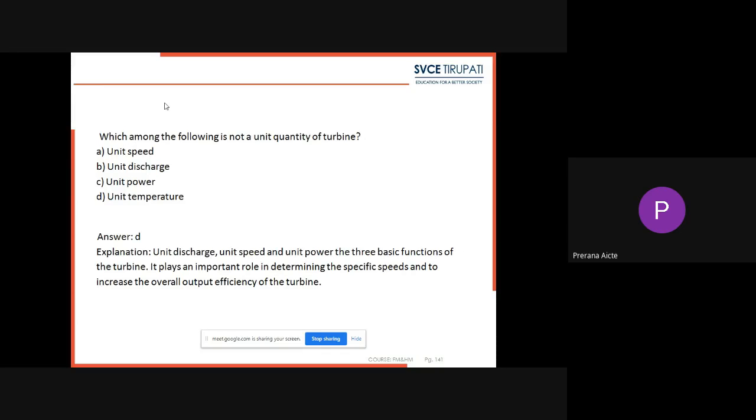Which among the following is not a unit quantity of the turbine? So the answer is unit temperature. Unit discharge, unit speed and unit power are the three basic functions of the turbine. They play an important role in determining specific speeds and in increasing the overall output efficiency of the turbine.